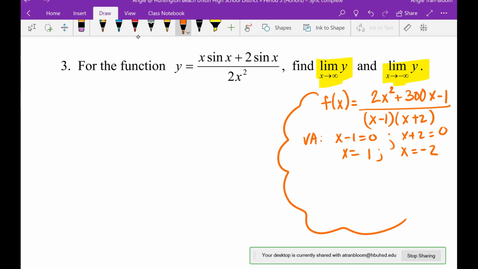Okay. And let's break this down to smaller functions. Forget the scary rational functions. Let's just take the numerator only, which is a quadratic, right? 2x squared plus 300x minus 1. Let's just take that equation only. What is the end behavior of that numerator?